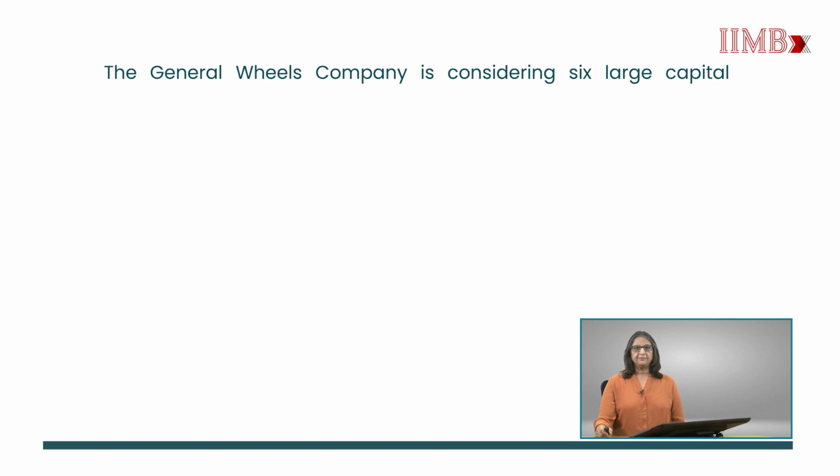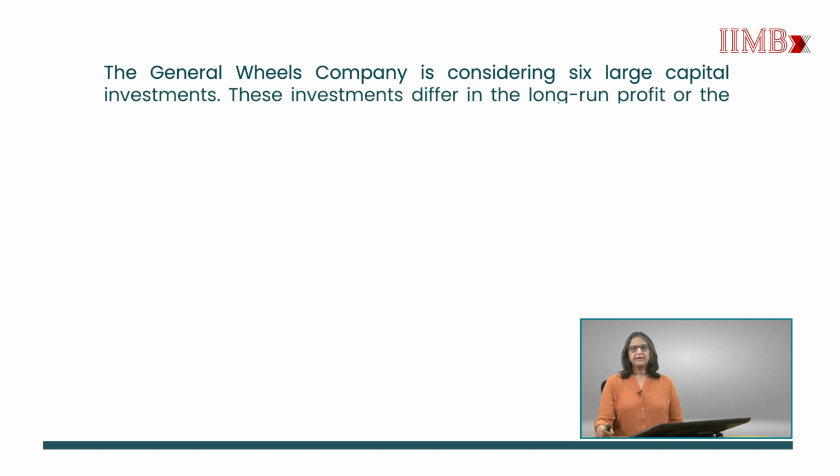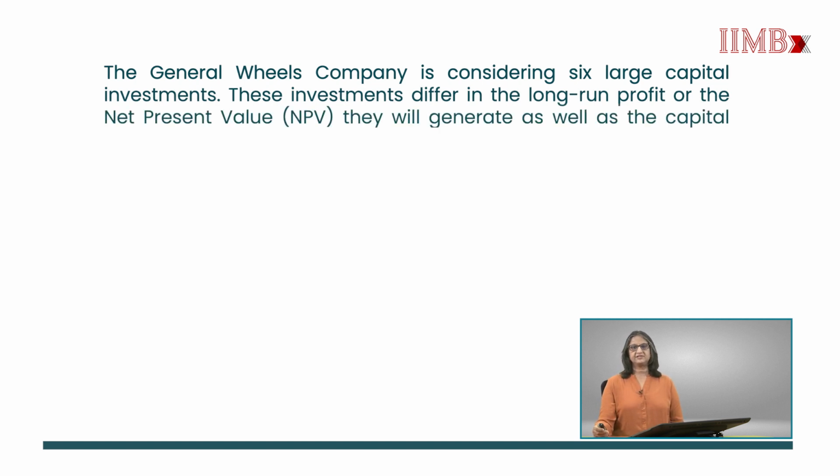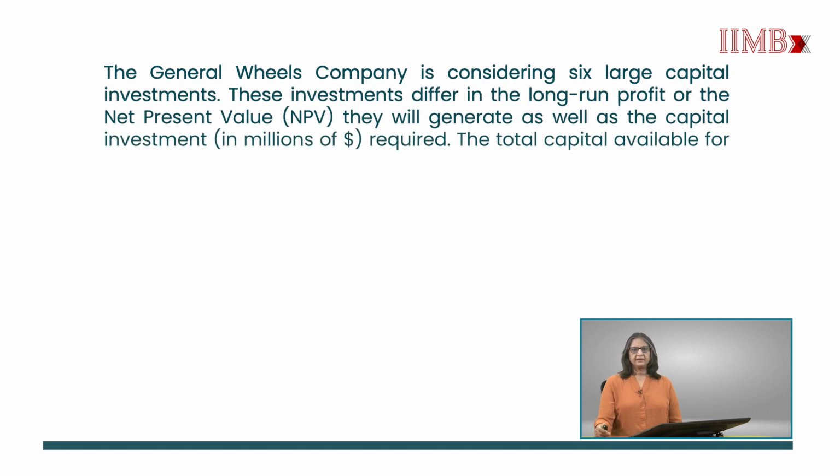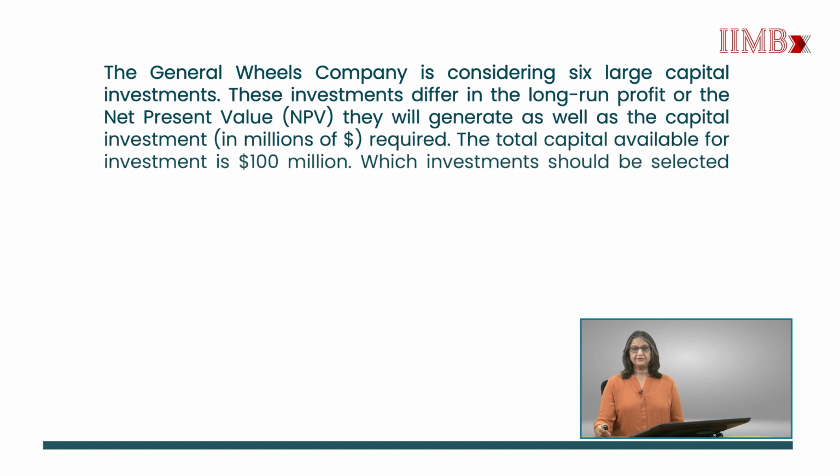So let us take the example of the General Wheels company, which is considering 6 large capital investment possibilities. These investments will give them different long-run profits, which have been given in net present value terms. The capital required for any of these 6 projects is also known.